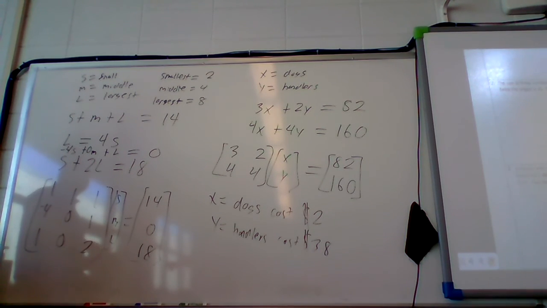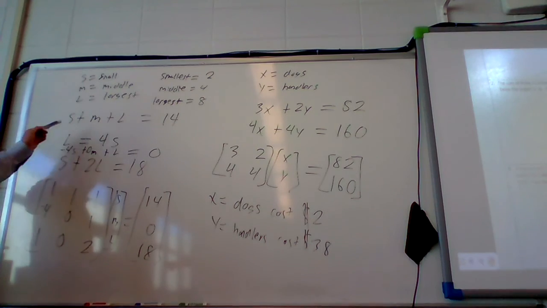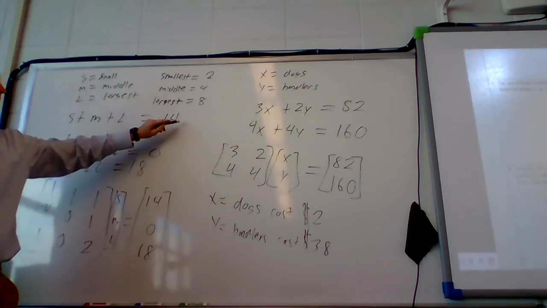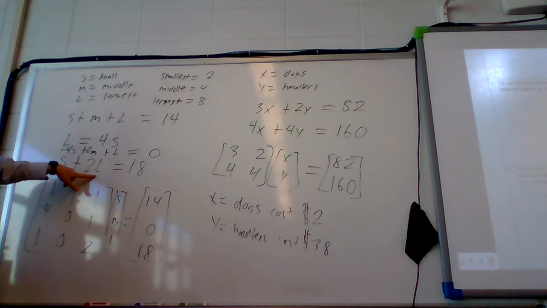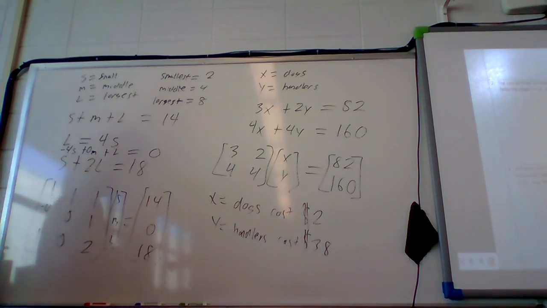And does that make sense? We plug these in. 2 plus 8 is 10, plus 4 is 14. Right, the largest is 4 times the smallest. That checks out. Smallest plus 2 largest, so 2 plus 16 equals 18. Good to go. Any questions on those?